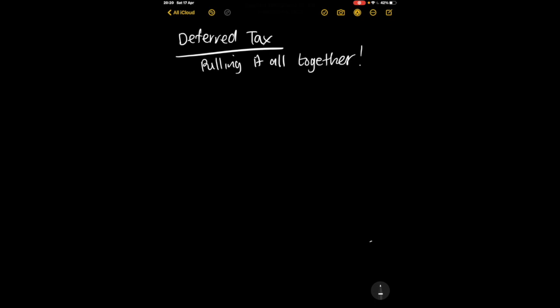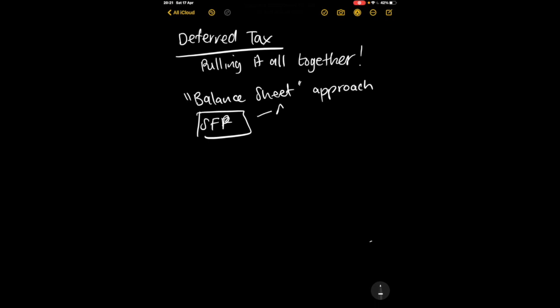Now, IAS 12 follows what is called a balance sheet approach. And what does that mean? It means that in terms of calculating deferred tax, we look at the statement of financial position and identify all our assets and liabilities, and we would then calculate deferred tax on those assets and liabilities.